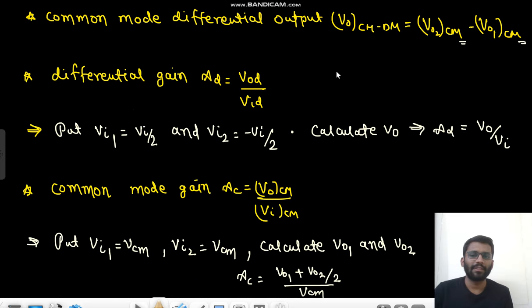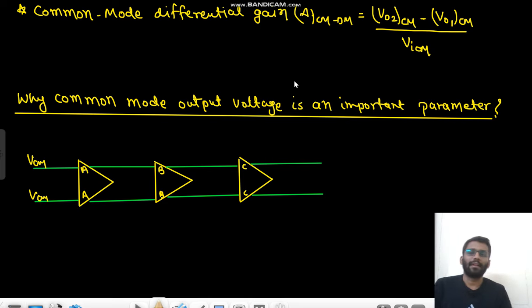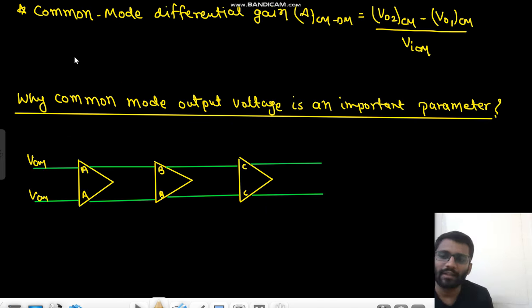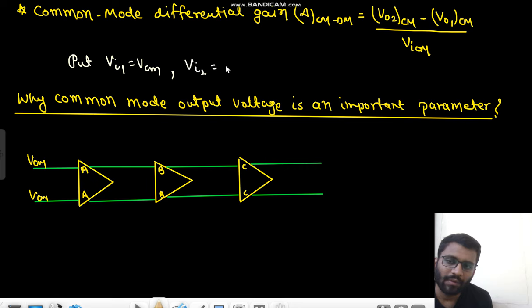Okay, so basically in this I will make, after this I will explain. And what is common mode differential gain? We have calculated, same thing we need to do: put Vin 1 equals VCM, Vin 2 equals VCM, calculate V0 1 and V0 2, and then this.